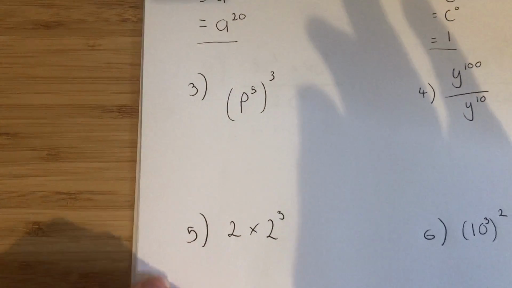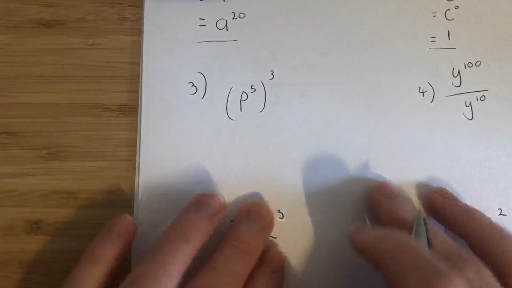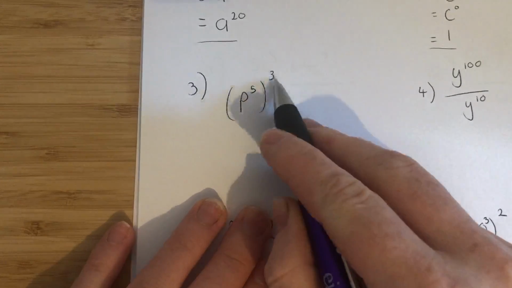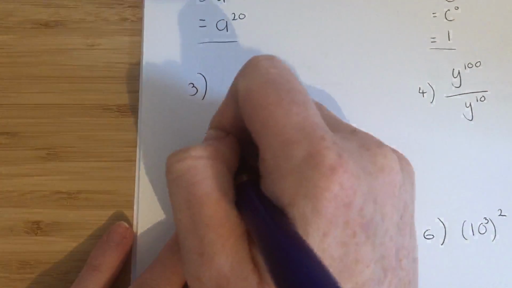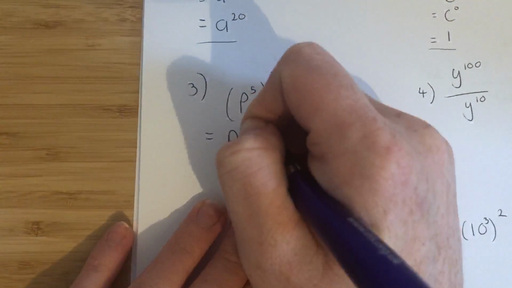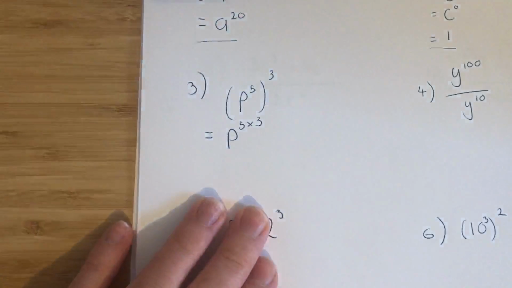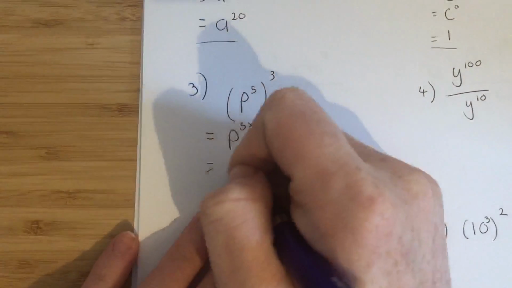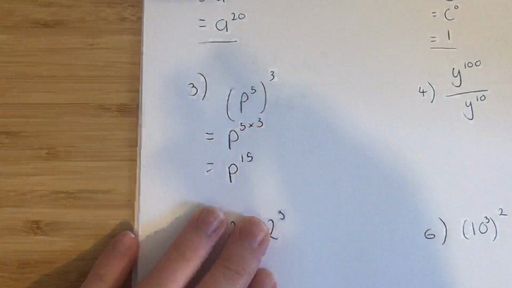All right, using another rule. p to the power of 5, cubed. So we've got a power to another power. So we know when we've got a power to another power, we do p to the power of 5 times 3. We multiply the powers there. So that becomes p to the power of 15.